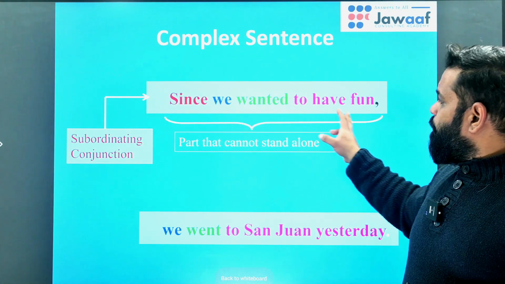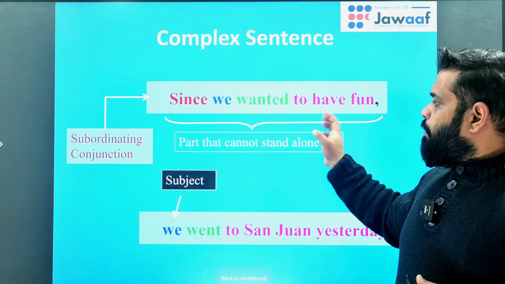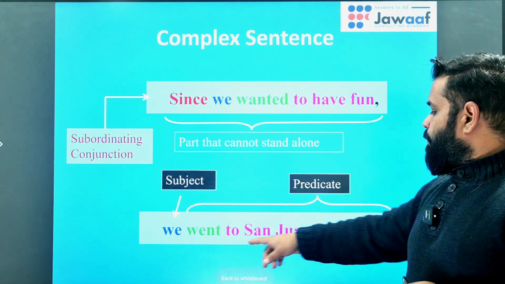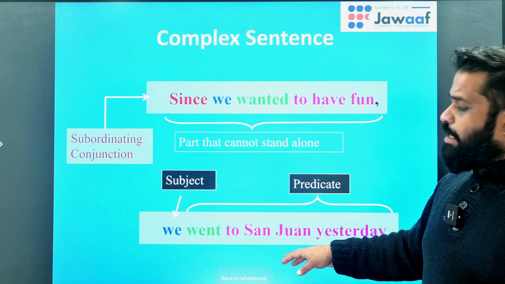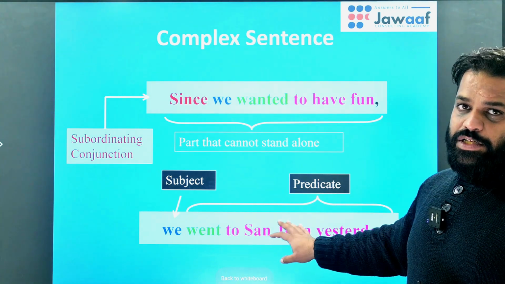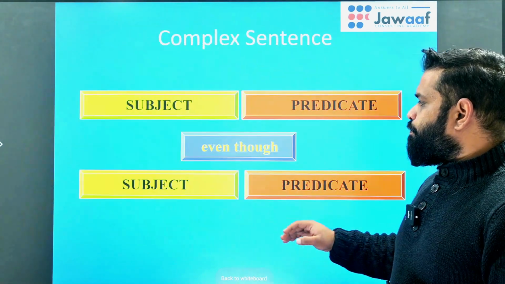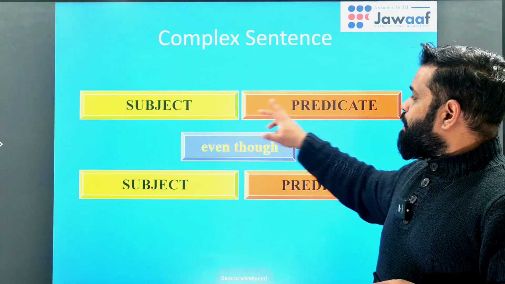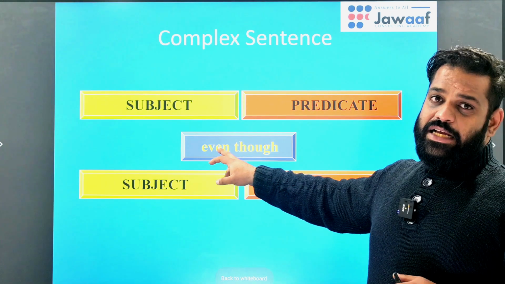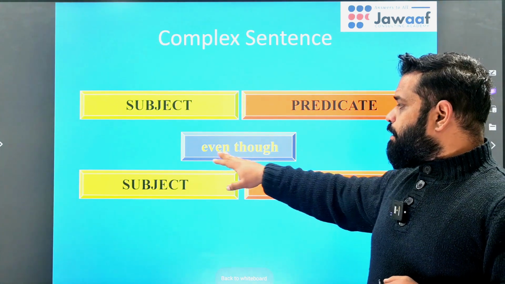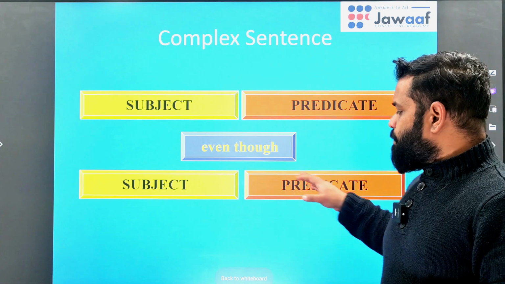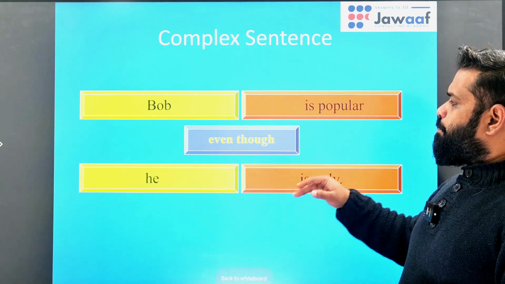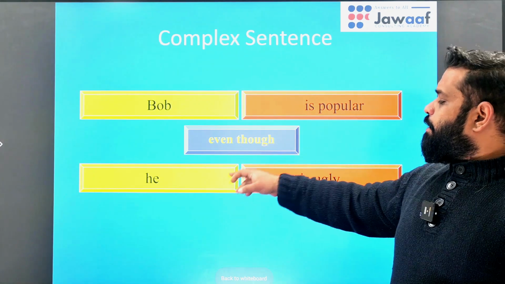We wanted to have fun, the part that can stand alone, so independent clause, with subject we, predicate, we went to San Juan yesterday. So in this case, this was the dependent clause, okay? So, to make it easier, I've explained it. Subject plus predicate, in this case, subordinating conjunction even though, plus another subject and predicate. So independent clause plus a dependent clause. Okay. Bob is popular even though he's ugly.